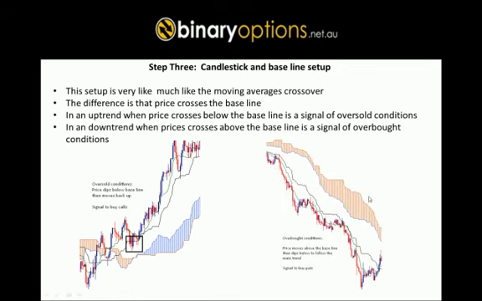Conversely, in a downtrend, when we are looking for overbought conditions, is when price comes all the way up and crosses the baseline and then crosses back down. We have a signal to buy puts on this instrument. Now let's go to the charts to look for actual setups that just happened.